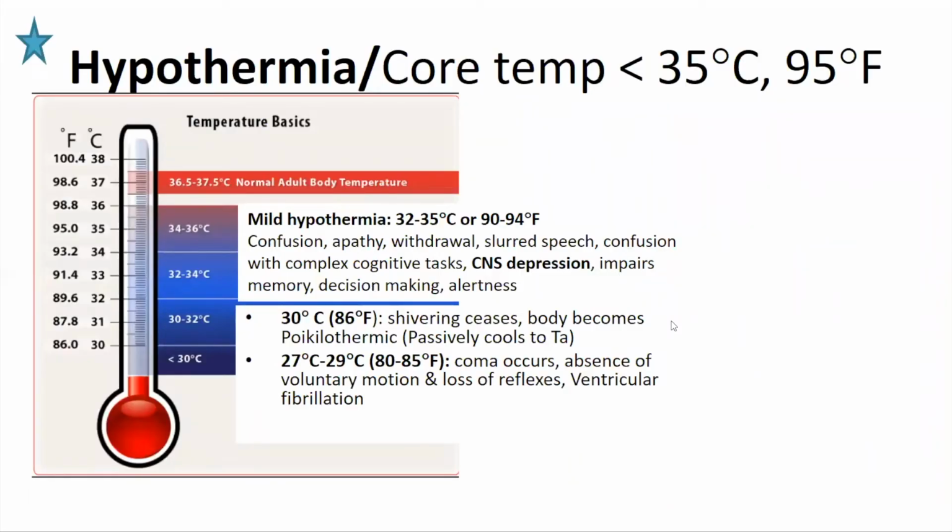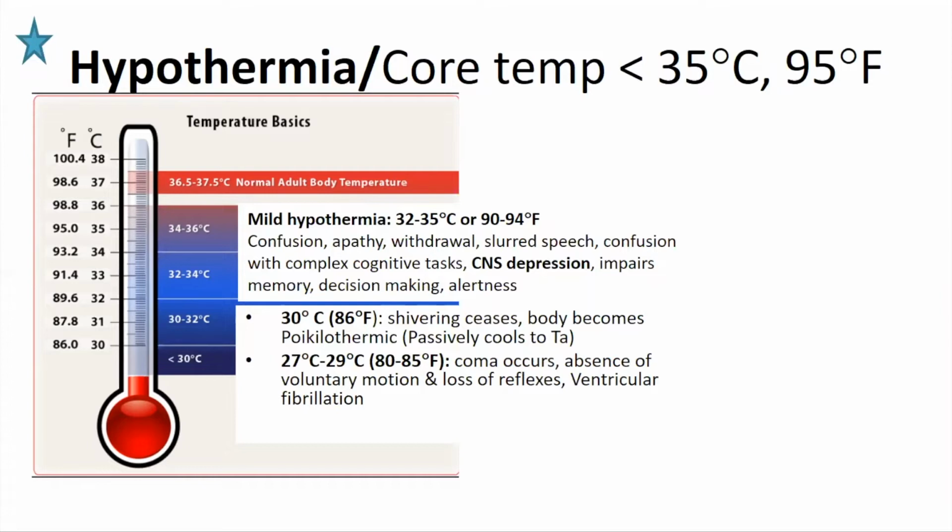Hypothermia is defined as a core body temperature less than 35 degrees Celsius. It is graded into different severities. So mild hypothermia is 32 to 35 degrees Celsius, and symptoms would be confusion, apathy, withdrawal, slurred speech, inability with complex cognitive tasks, CNS depression, impaired memory, decision making, and alertness.